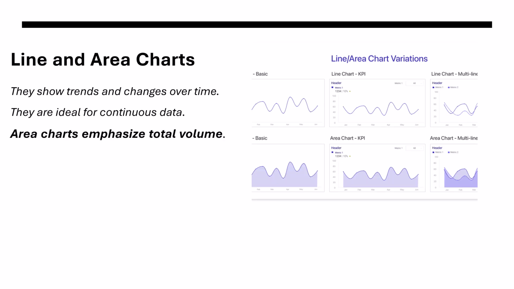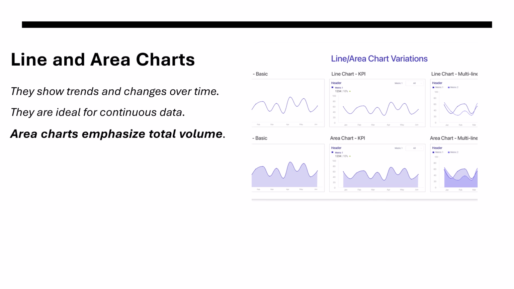Line charts are perfect for visualizing trends over time. For example, we can use them to track monthly revenue or customer growth over a year. Area charts are similar, but they fill in the space under the line, giving more emphasis to the magnitude of the values. If you're working with continuous data and want to show progress or change over time, these are your go-to visuals.